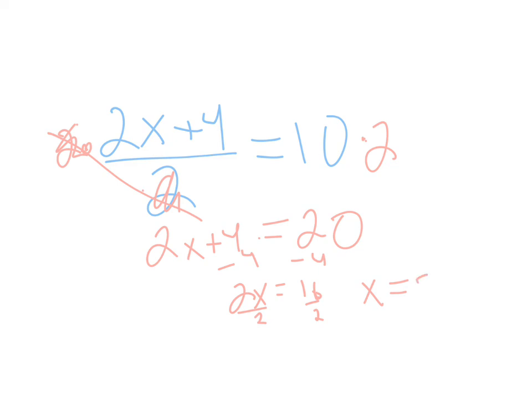X equals 8. Check our answer here. 2 times 8 is 16. 16 plus 4 is 20. 20 divided by 2 on the bottom there is 10. That one works out. Remember, check your answers.